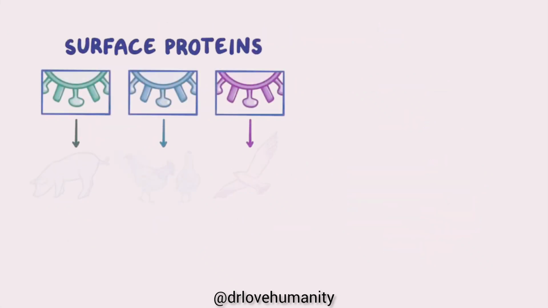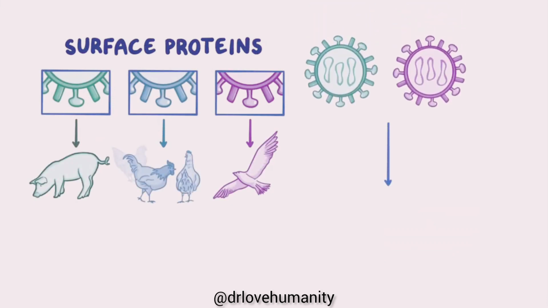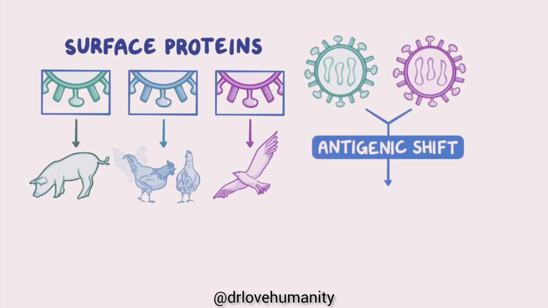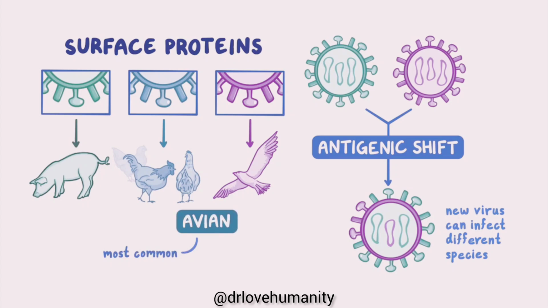Among other things, these surface proteins determine what species the virus can infect. However, influenza A viruses can undergo antigenic shifts where two strains of the virus mix their genome to create a new virus with a different set of H and N proteins. This allows the new virus to infect different species from the original strains. The most common types of zoonotic influenzas are avian, meaning originating from birds, and swine, meaning originating from pigs.